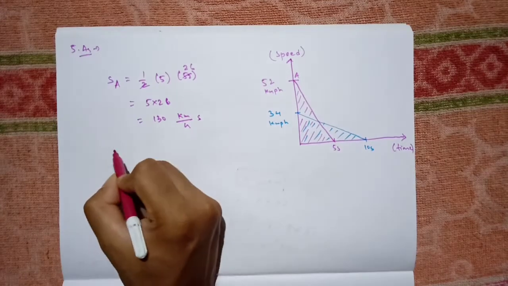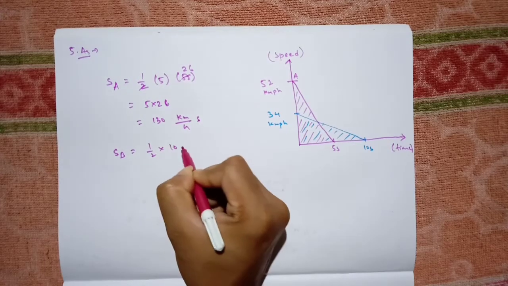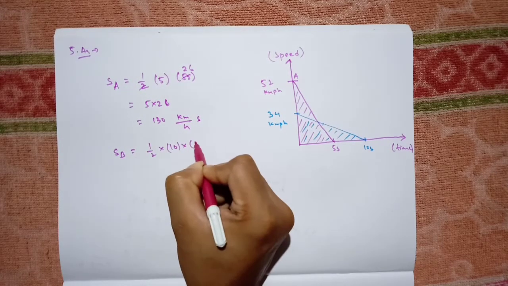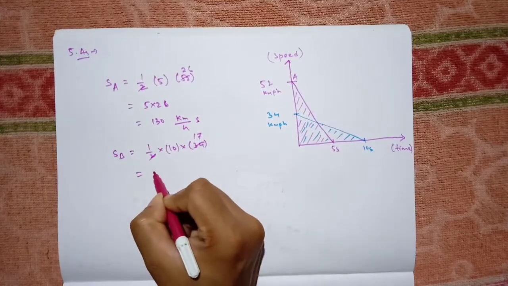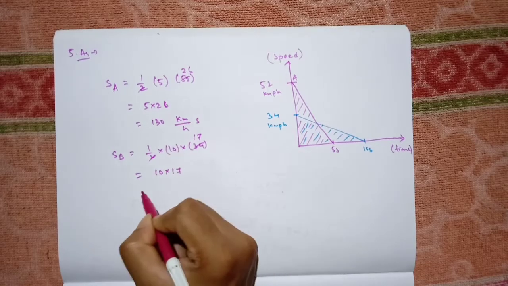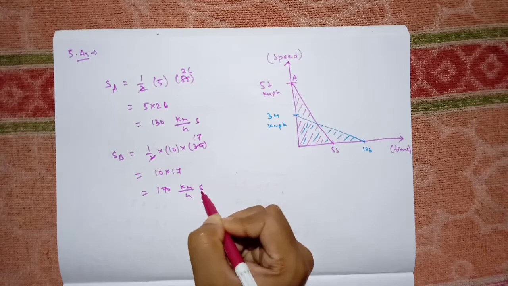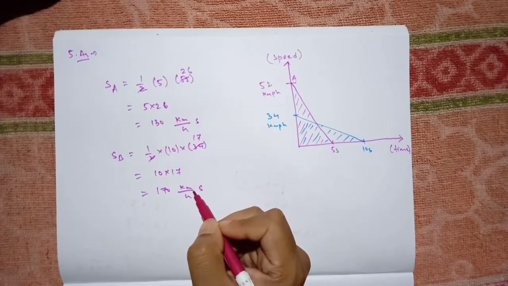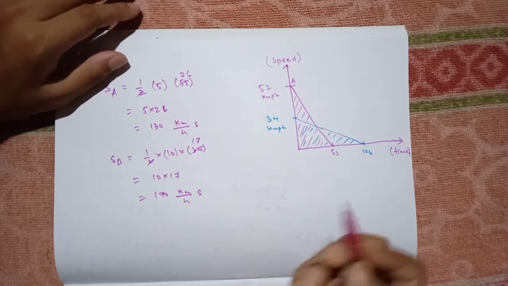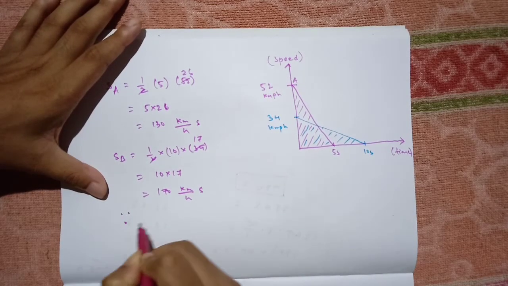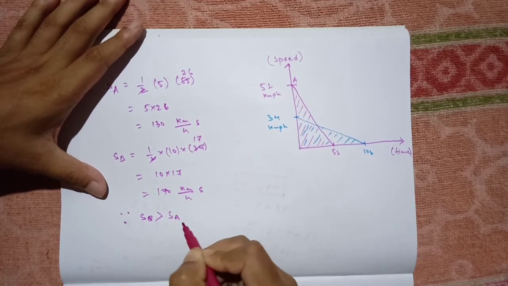Okay, then SB will be equal to the same, half into 10 into 34. This will be 17. So 10 into 17, this will be 170 kilometer by hour seconds. Okay, so from here we have come to know that therefore SB is greater than SA.